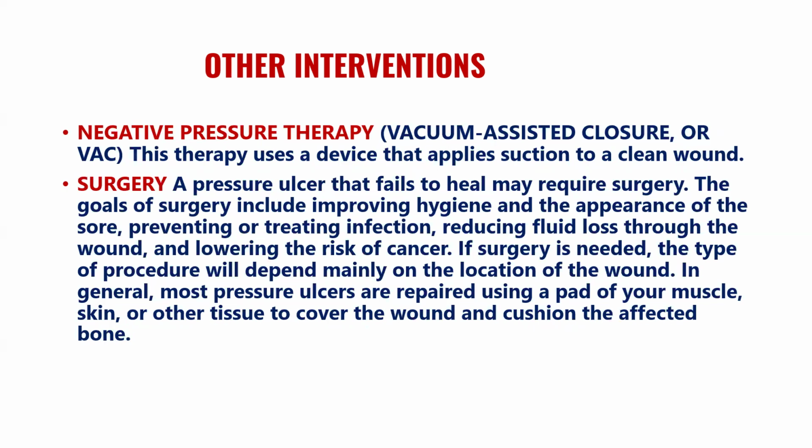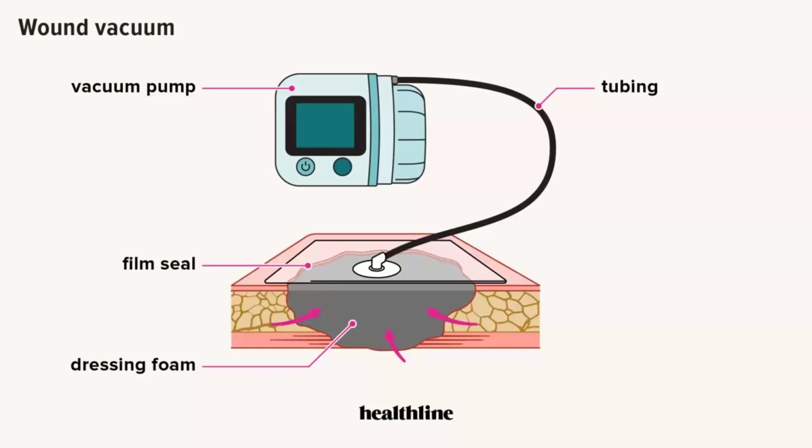Negative pressure therapy, such as vacuum-assisted closure or VAC. This therapy uses a device that applies suction to a clean wound. And lastly, a pressure ulcer that fails to heal may require surgery. This is the wound vacuum.